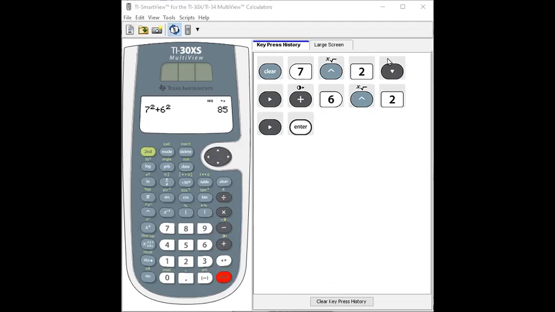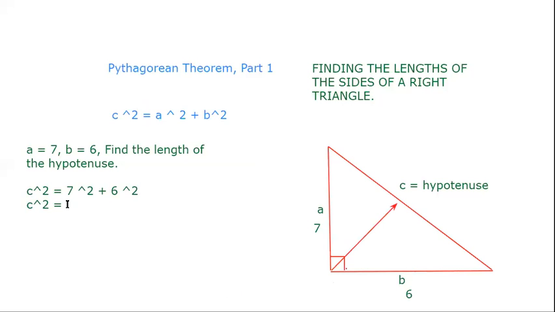Let's go back and look at our equation that we're working on. 7 squared plus 6 squared is 85. Now, in solving equations, hopefully you remember from basic algebra that to solve for something being squared, you take the square root of it. Whatever you do to one side, you have to do to the other. So C is the square root of C squared is just plain old C. When you take the square root, that exponent goes away.